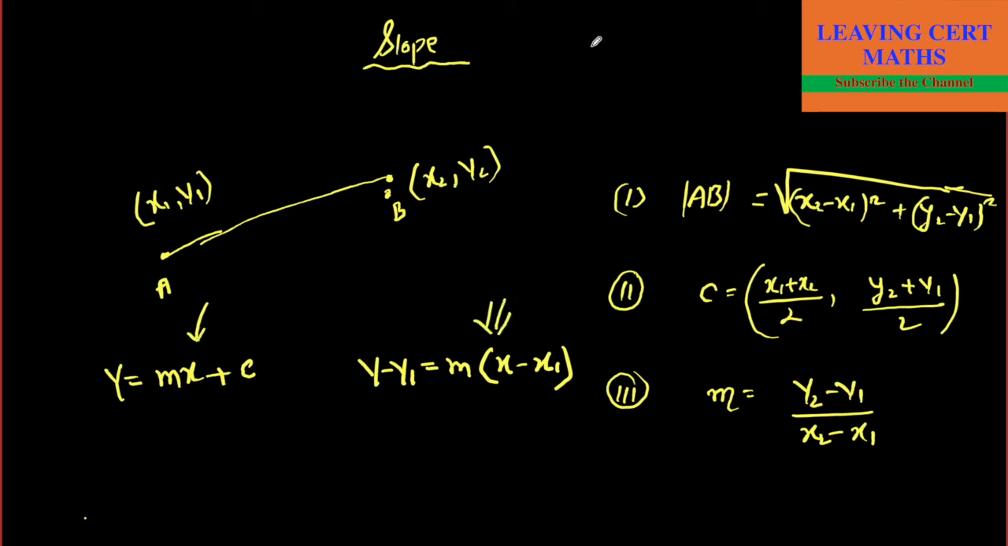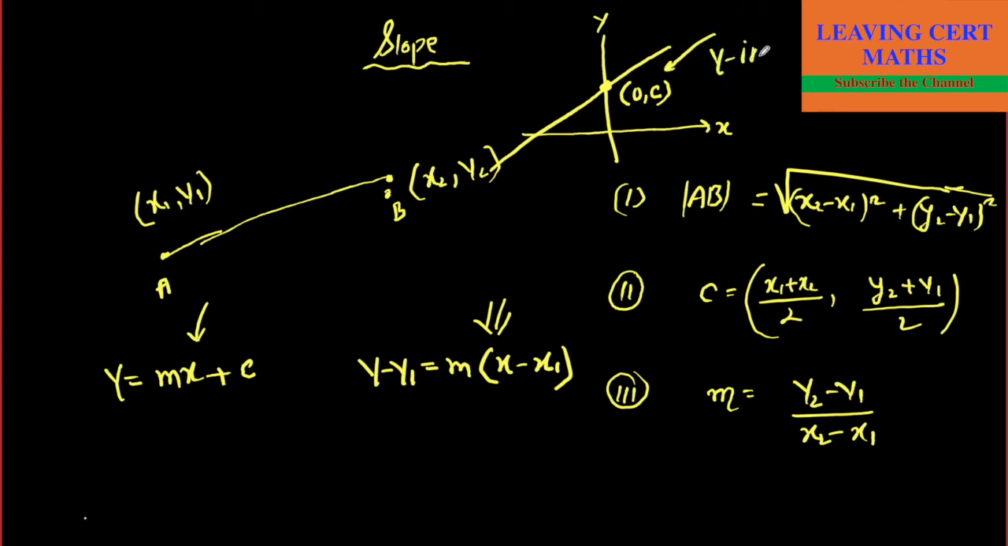Suppose this is the x-axis, this is your y-axis, and you have a straight line like this. This straight line will cut the y-axis at some point, and that coordinate is called 0 comma c. The c is called the y-intercept. So if you know the y-intercept, you can directly use this formula.